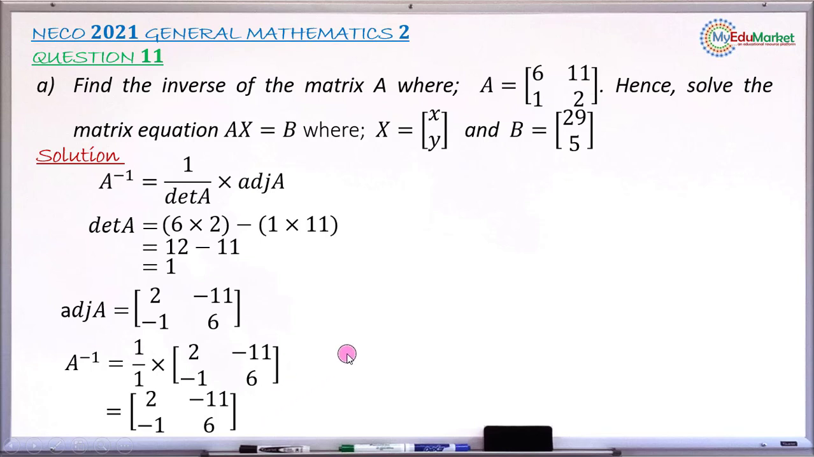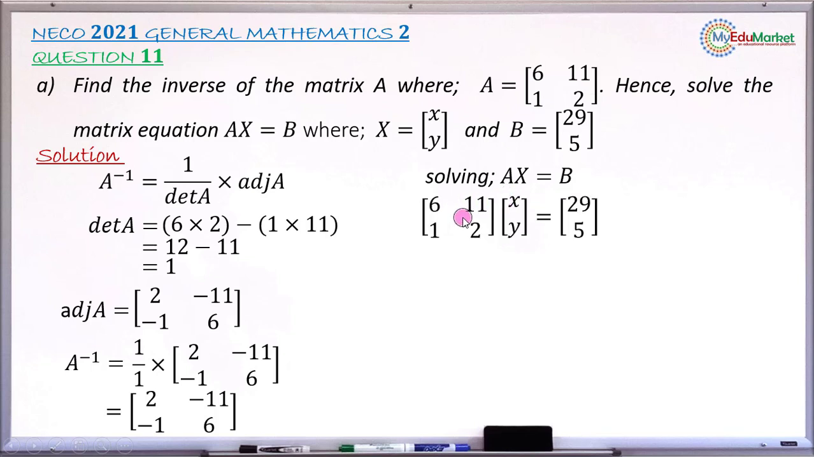So move to the second part that asks you to solve the matrix equation. To solve the equation AX equals B, what you simply do is substitute those matrices exactly. So you now have the matrix A, look at it here, and you have the matrix capital X, look at it here, and you have your matrix B given in the question, look at it here.